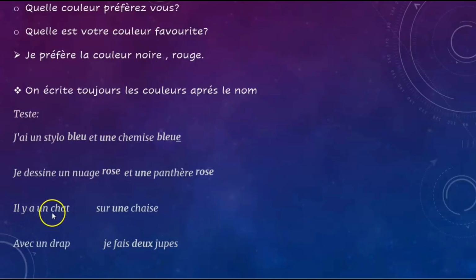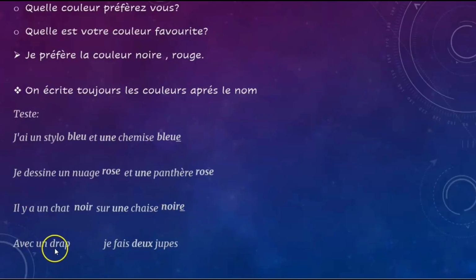Troisième, il y a un chat dash sur une chaise dash. Chat means cat and chaise means chair. So un chat means it's masculine, so you have to use masculine form of the color. Sur une chaise, chaise is feminine, so you have to use the color in its feminine form. So il y a un chat noir. Noir is used in its masculine form. Sur une chaise noire. Noir is used in its feminine form. E is added. Understood?